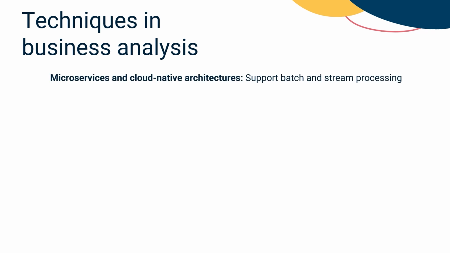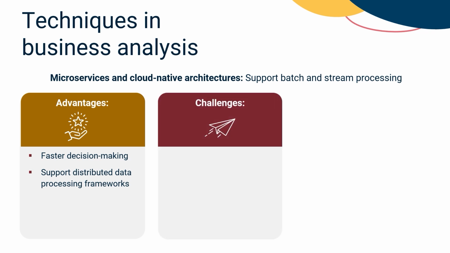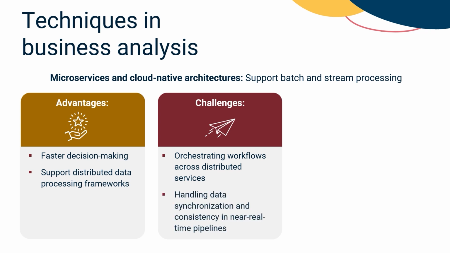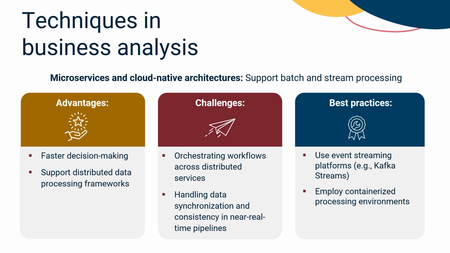Microservices and cloud-native architectures, in contrast, both support batch and stream processing by allowing data to be processed closer to its source. This means real-time insights, faster decision-making, and distributed data processing frameworks like Apache Spark or Flink. However, it is accompanied by the following difficulties: orchestration of workflows across distributed services, and ensuring near real-time data synchronization and consistency in pipelines. The best practices in such scenarios include leveraging event streaming platforms like Kafka Streams for real-time analytics and containerized processing environments for better scalability.